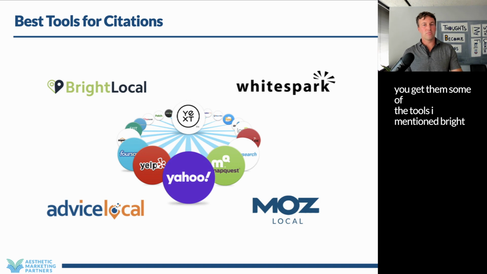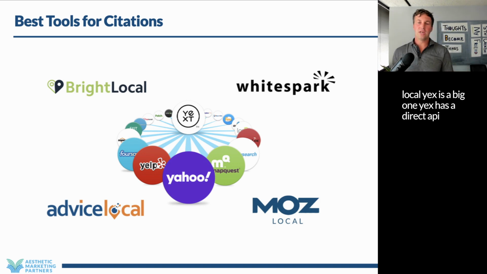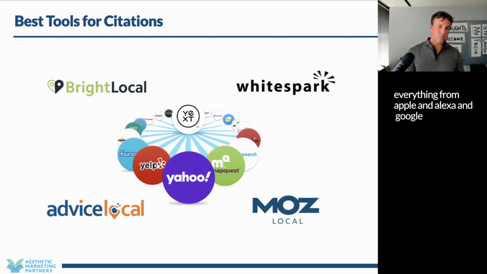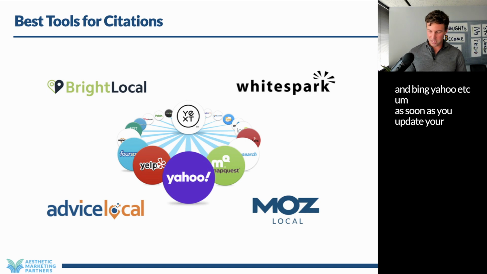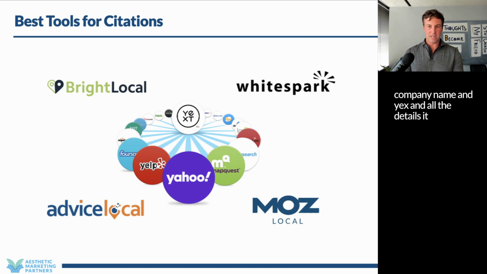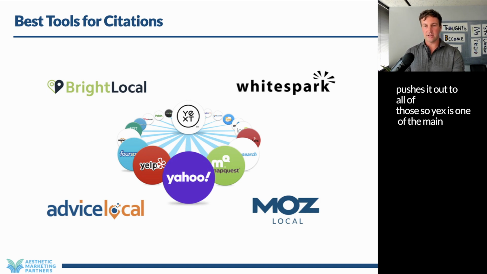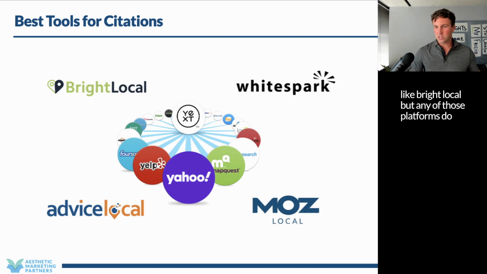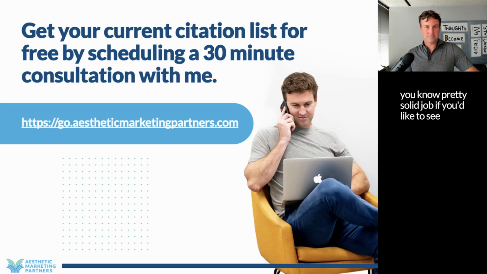Some of the tools I mentioned, Bright Local, Yext is a big one. Yext has a direct API, meaning they've built the connection between everything from Apple and Alexa and Google and Bing, Yahoo, etc. As soon as you update your company name in Yext and all the details, it pushes it out to all of those. So Yext is one of the main ones we use in combination with a couple others like Bright Local. But any of those platforms do a pretty solid job.